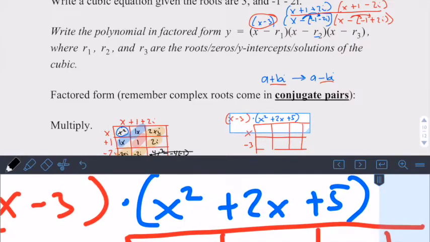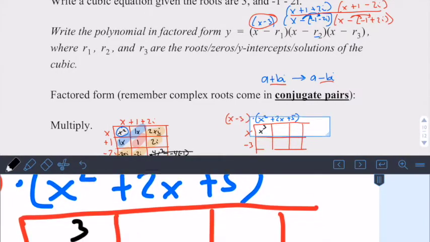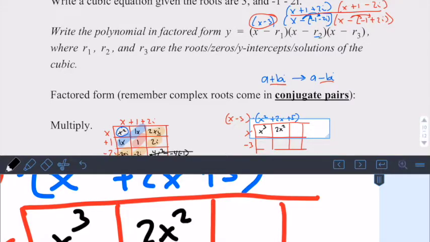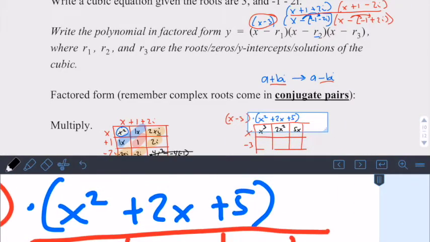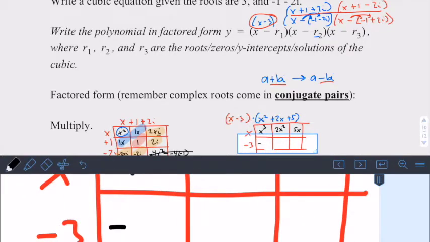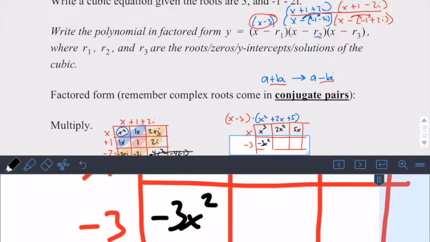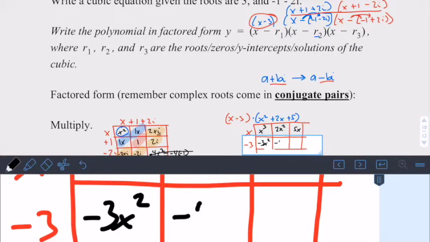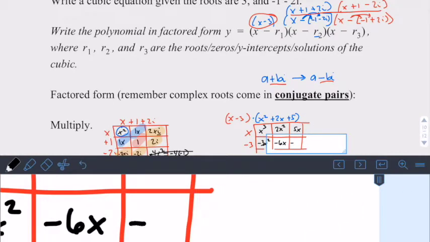Well, x times x squared is x cubed. x times 2x is 2x squared. 5 times x is 5x. x squared times negative 3 is negative 3x squared. 2x times negative 3 is negative 6x. And 5 times negative 3 is negative 15.